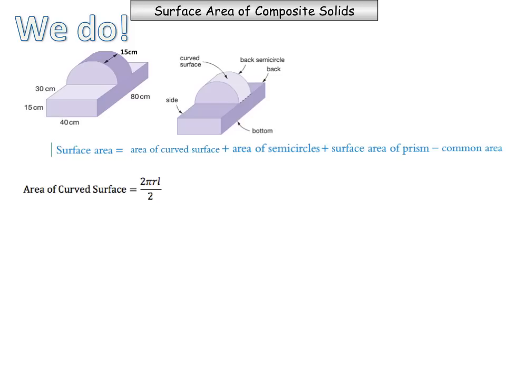Okay, so the area of the curved surface is 2 pi r L divided by 2, and you need to substitute the values in for r and for L. The value for r is 20, and that comes from the fact that the diameter is 40, so we just halve that to get 20, and the length is 15 centimetres. We divide that by 2 because we're only using half the curved surface. And that gives us 300 pi centimetres squared.